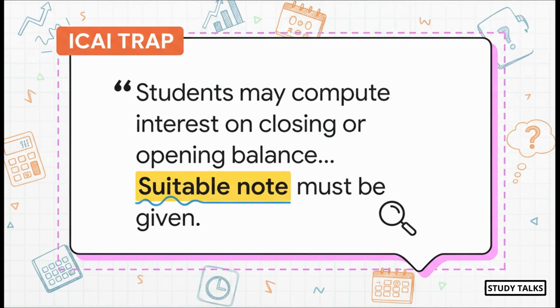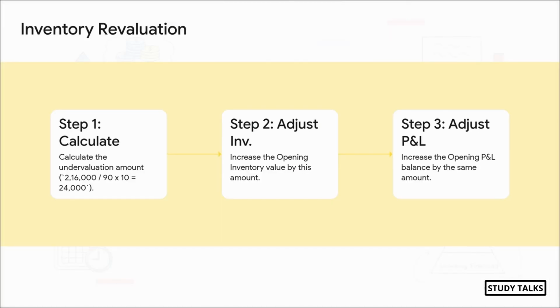The key takeaway is this. You must write a note explaining how you did it. No note means no marks. Simple as that. Okay, now for a really tricky one, inventory revaluation.